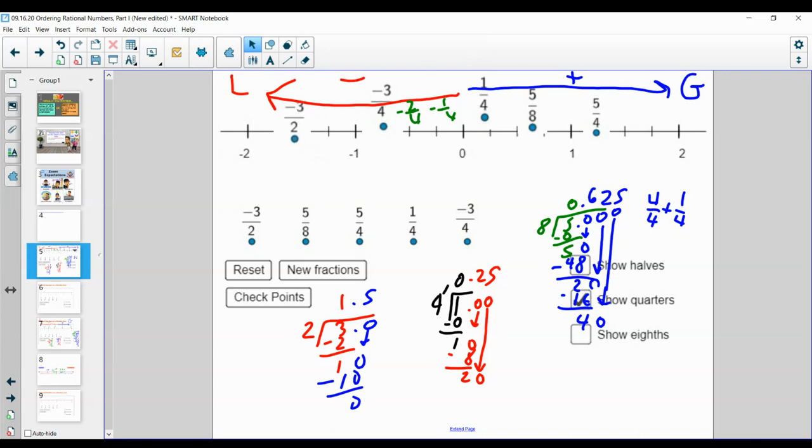It goes right here. So did you put -3/2 as the least? Then -3/4, 1/4, 5/8, 5/4.